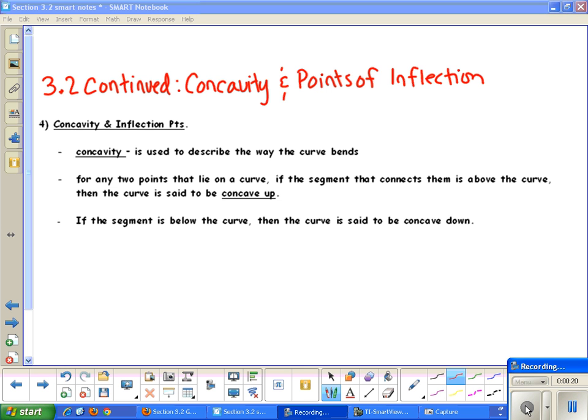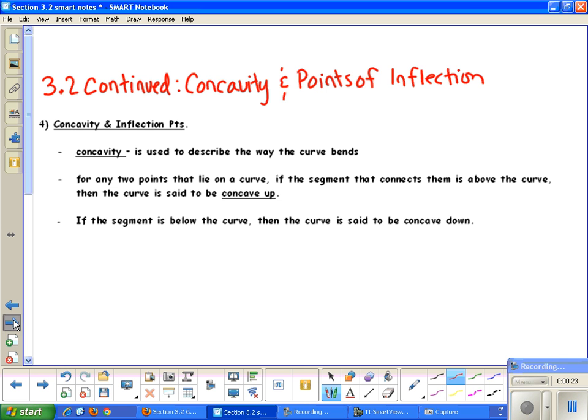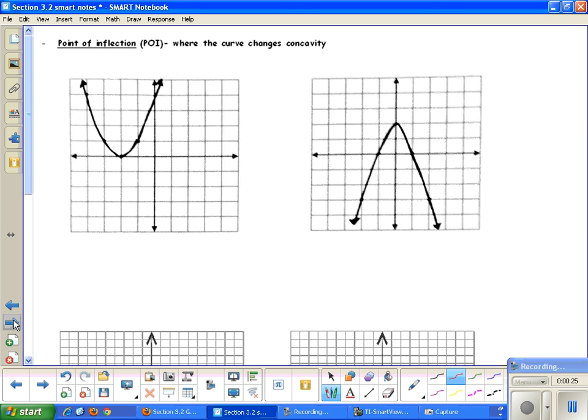And if it's below the curve, then it's said to be concave down. For this concavity, if we look at these two graphs right here, the way that this curve bends, from here all the way to here, the curve is bending upwards, so that's why we call this concave up. And for our intervals, you also use your x values. So we have x values from -infinity to infinity where this is concave up.